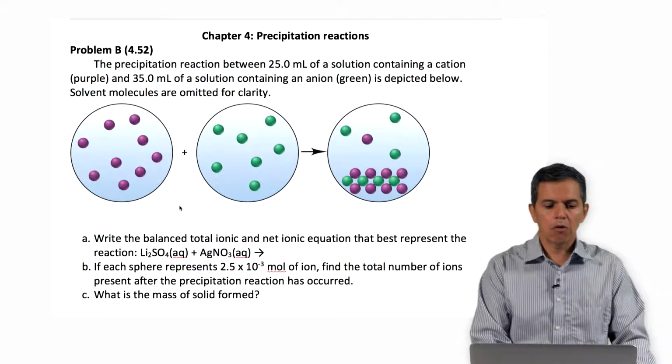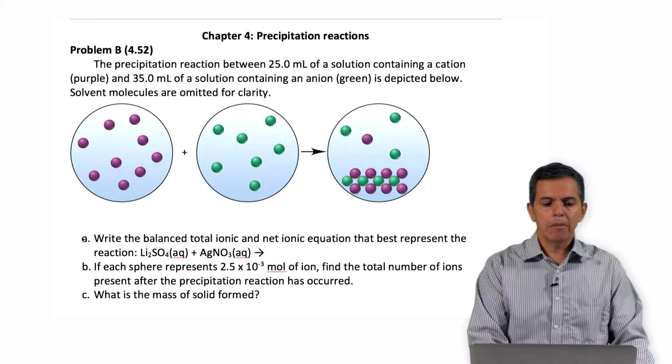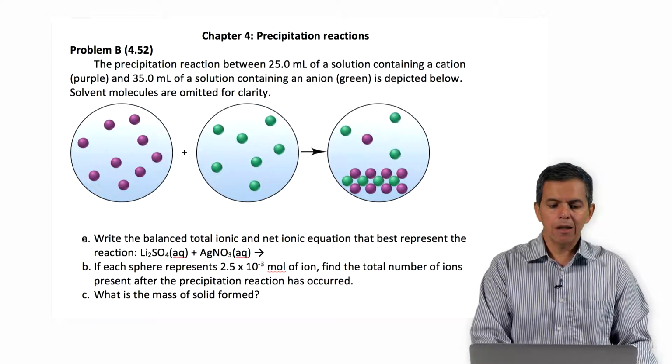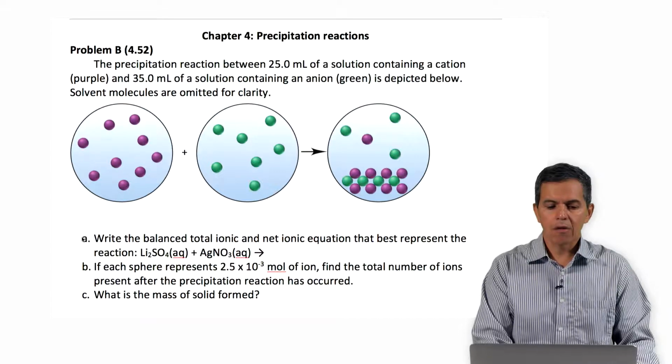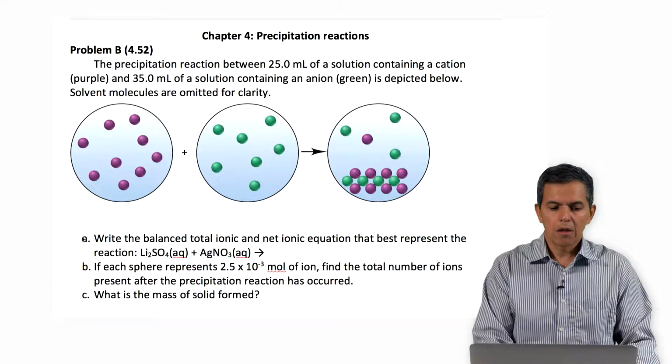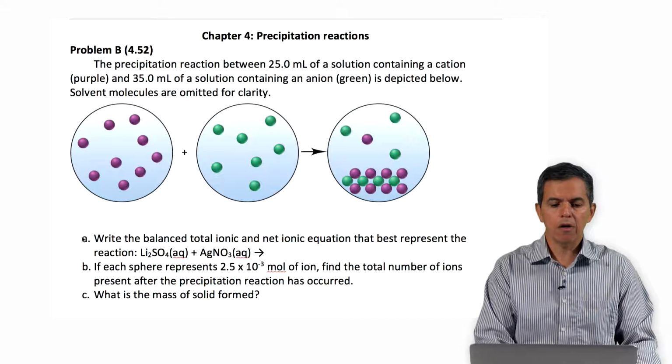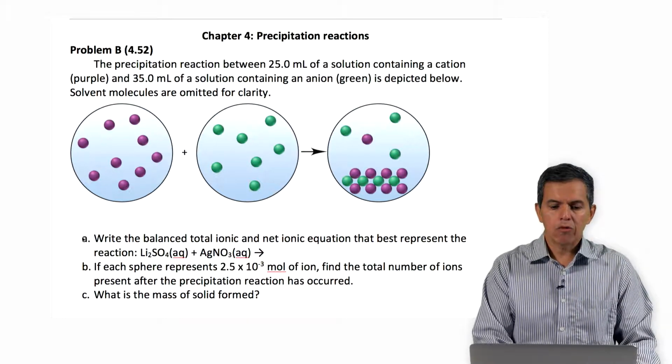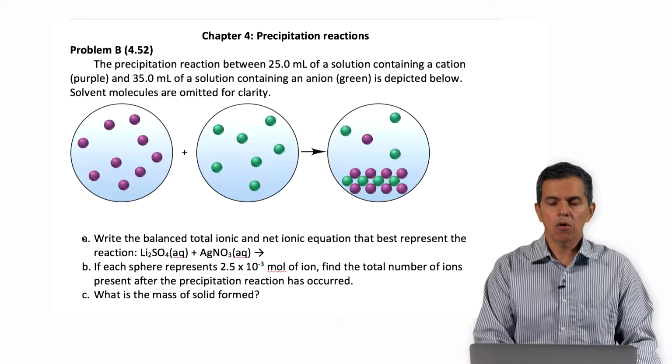So the questions for this problem are, number one, write the balanced total ionic and net ionic equation that represents the reaction of lithium sulfate and silver nitrate. Part B is to use each sphere as a representation of 2.5 times 10 to the minus 3 moles of ion, and then find the total number of ions present after the precipitation reaction has occurred. And part C is calculate the mass of solid or precipitate that has been formed. So take a few minutes to think about this problem, propose a plan, and work on the solution.